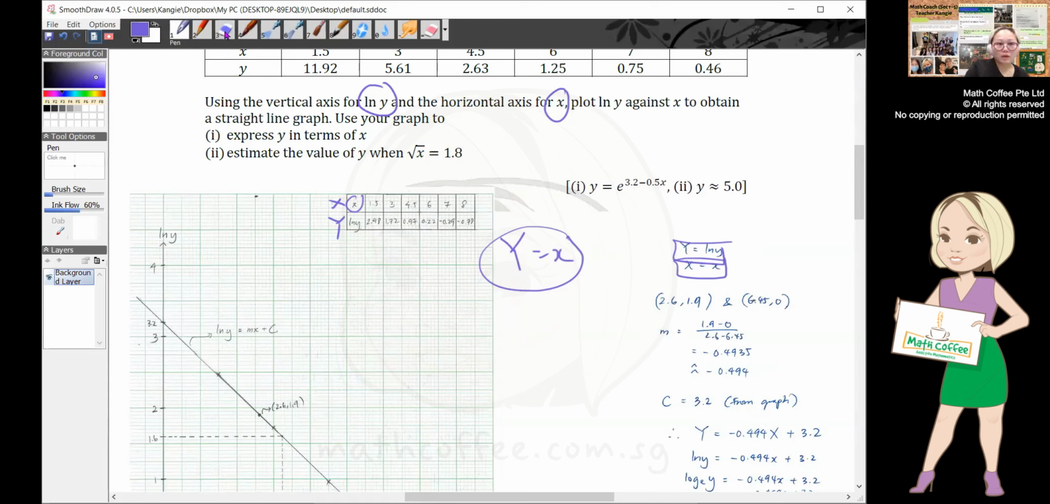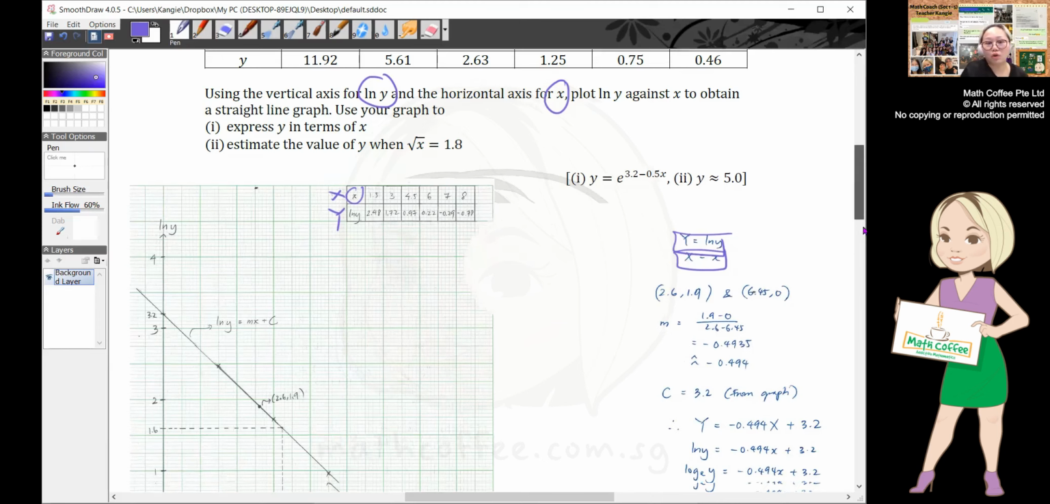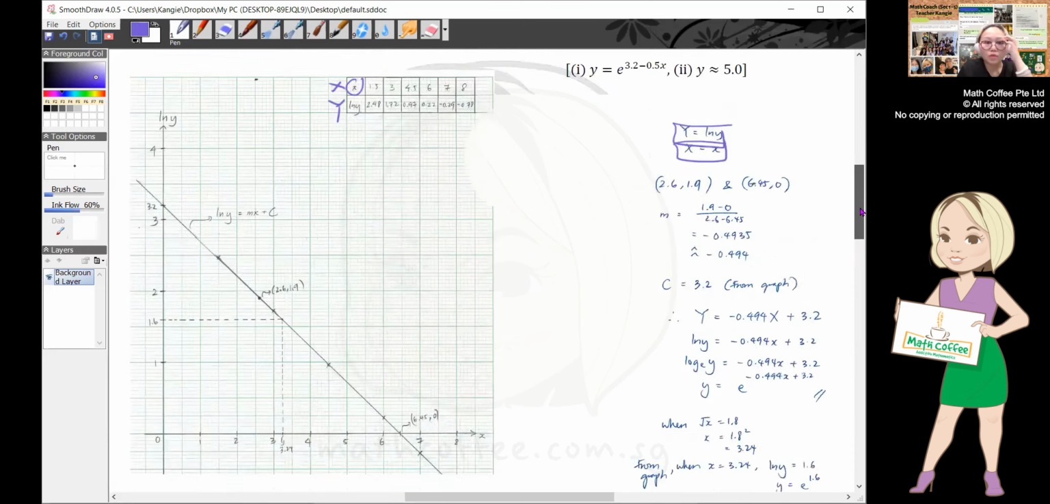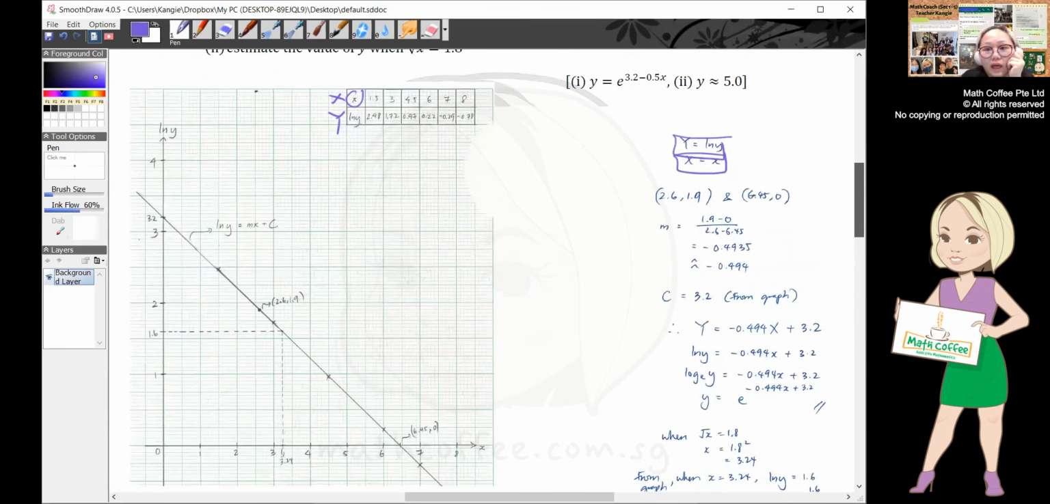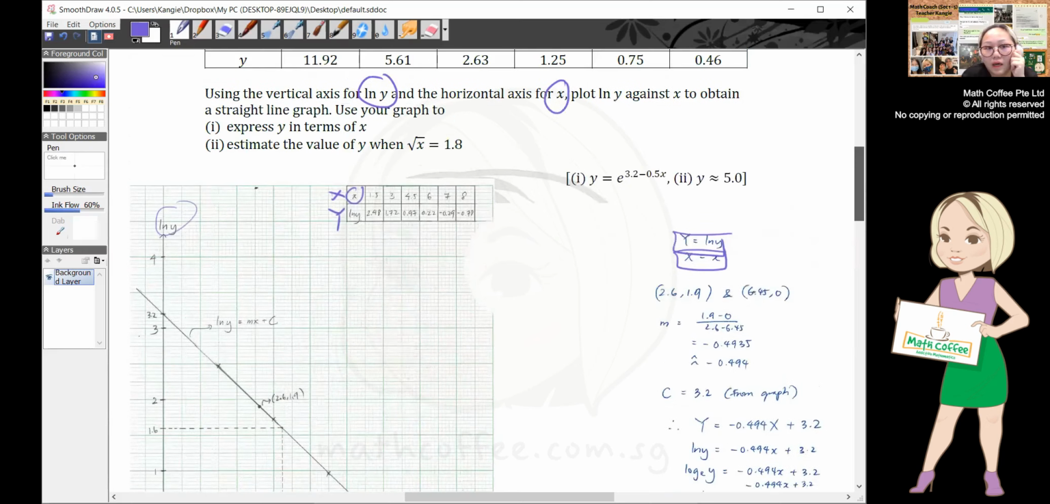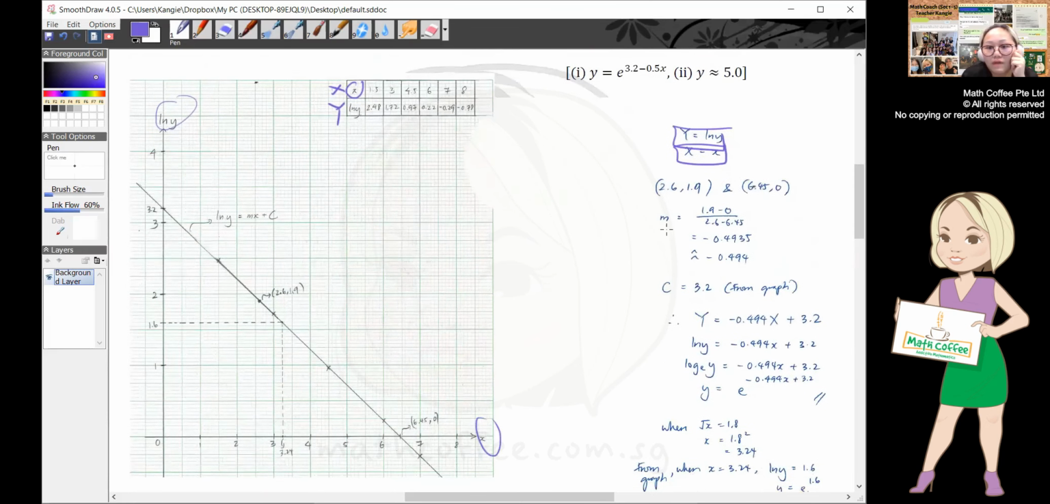You understand? I'll always write this out so that I remember to put them in terms of big X and big Y. Then I will plot the points correctly, because you always read X, then read Y. Now let's take a look at this question. After I plot ln Y against X, it forms a straight line. Same thing, I find my gradient, I got this one, and then I find this one, I get 3.2.